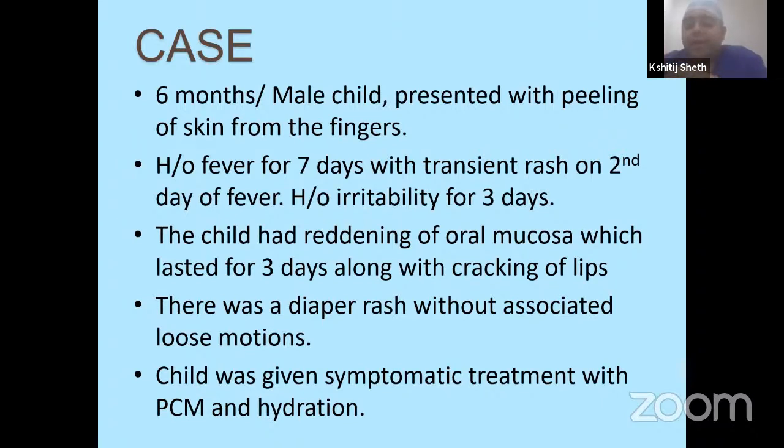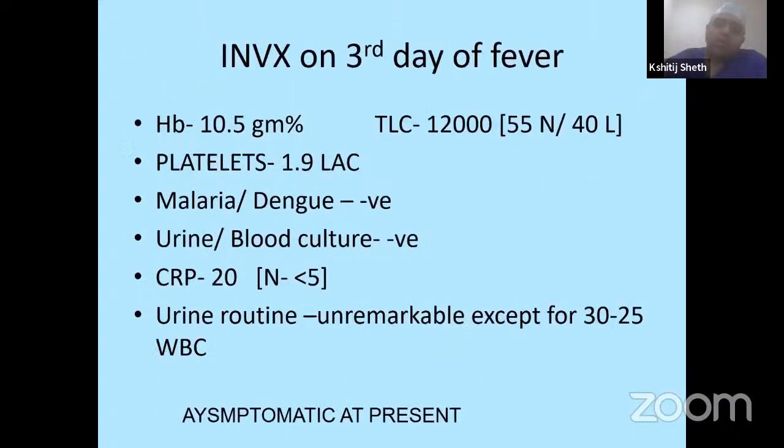Also, there was a diaper rash without any loose motion. The child was given symptomatic treatment with paracetamol and hydration. The investigation done on the third day of fever showed mild anemia. Counts were normal with 55 polys, and 1.9 was the platelet count. Malaria, dengue, blood culture, urine culture, everything was negative.